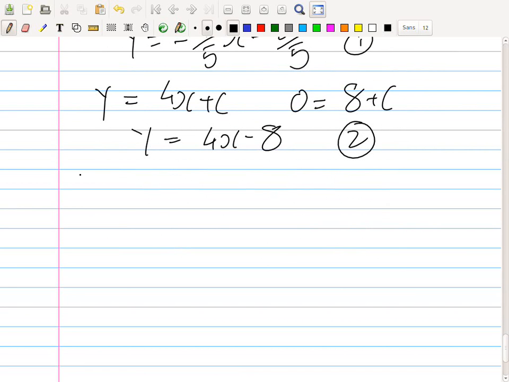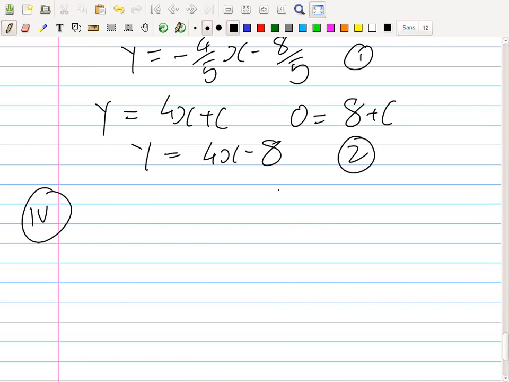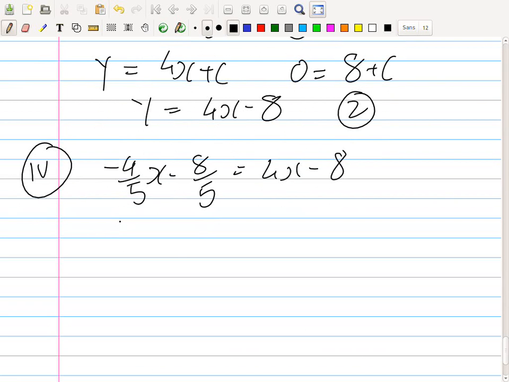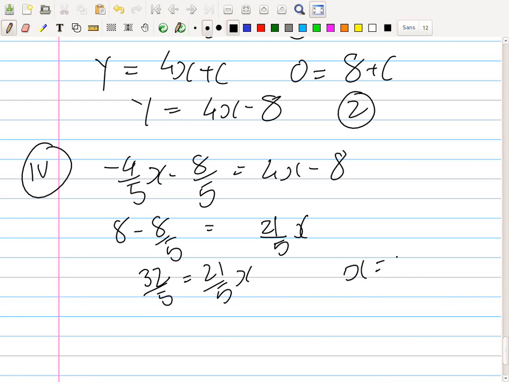And now part 4 is he wants to know where they meet. So I make them equal to each other. So I get minus 4 over 5x minus 8 over 5 equals 4x minus 8. So I get 8 minus 8 over 5 equals 4x plus 4 over 5. So that's 16, 5, 21 over 5x. And this will be 32 over 5. So that means x is 32 over 21.